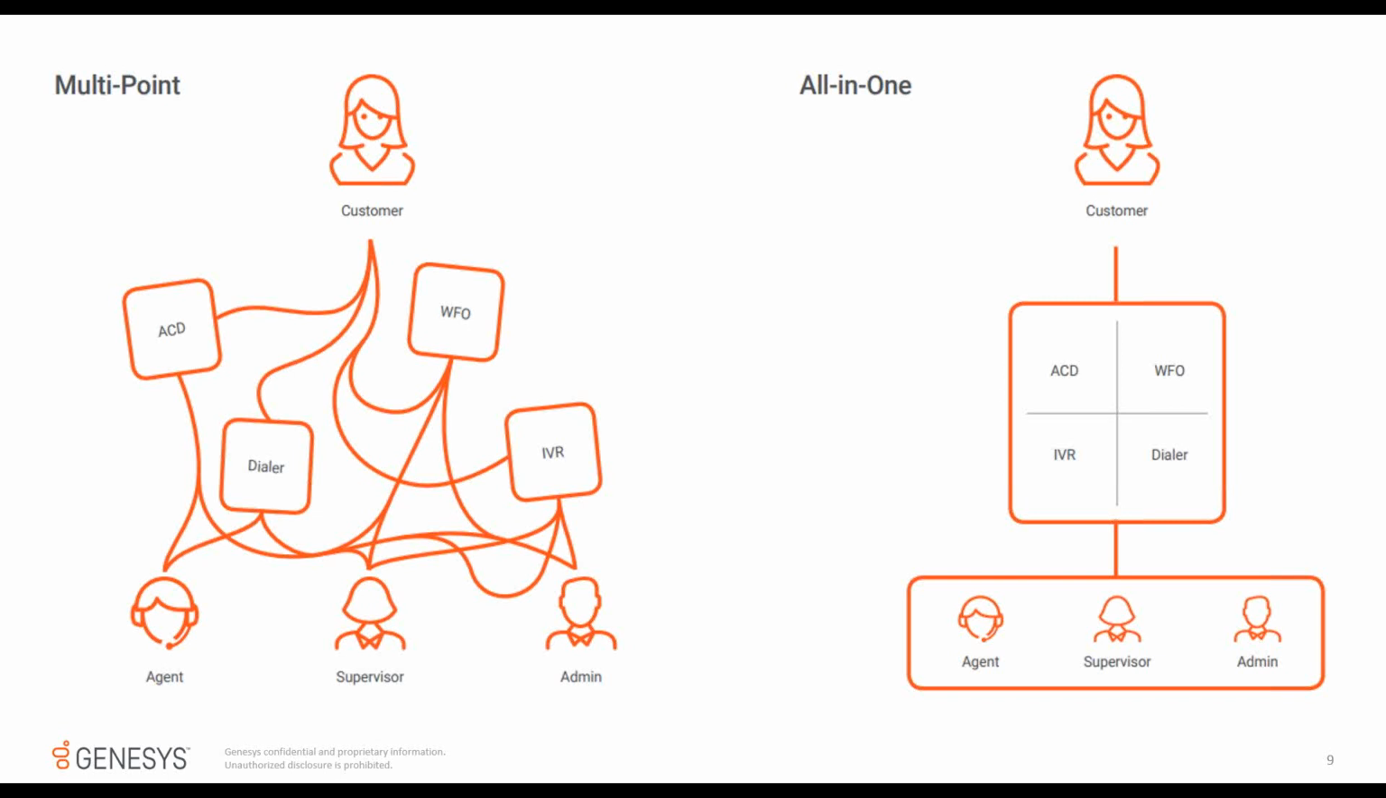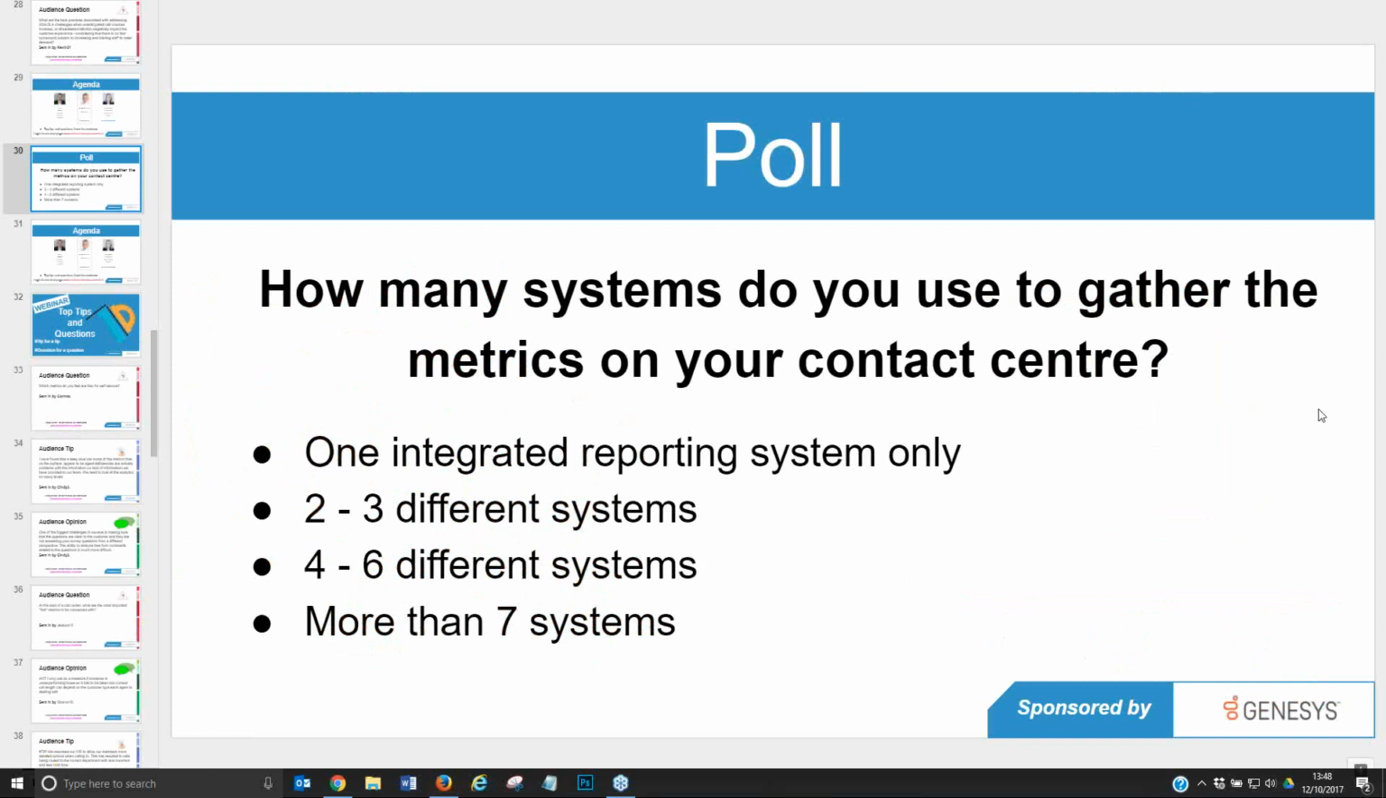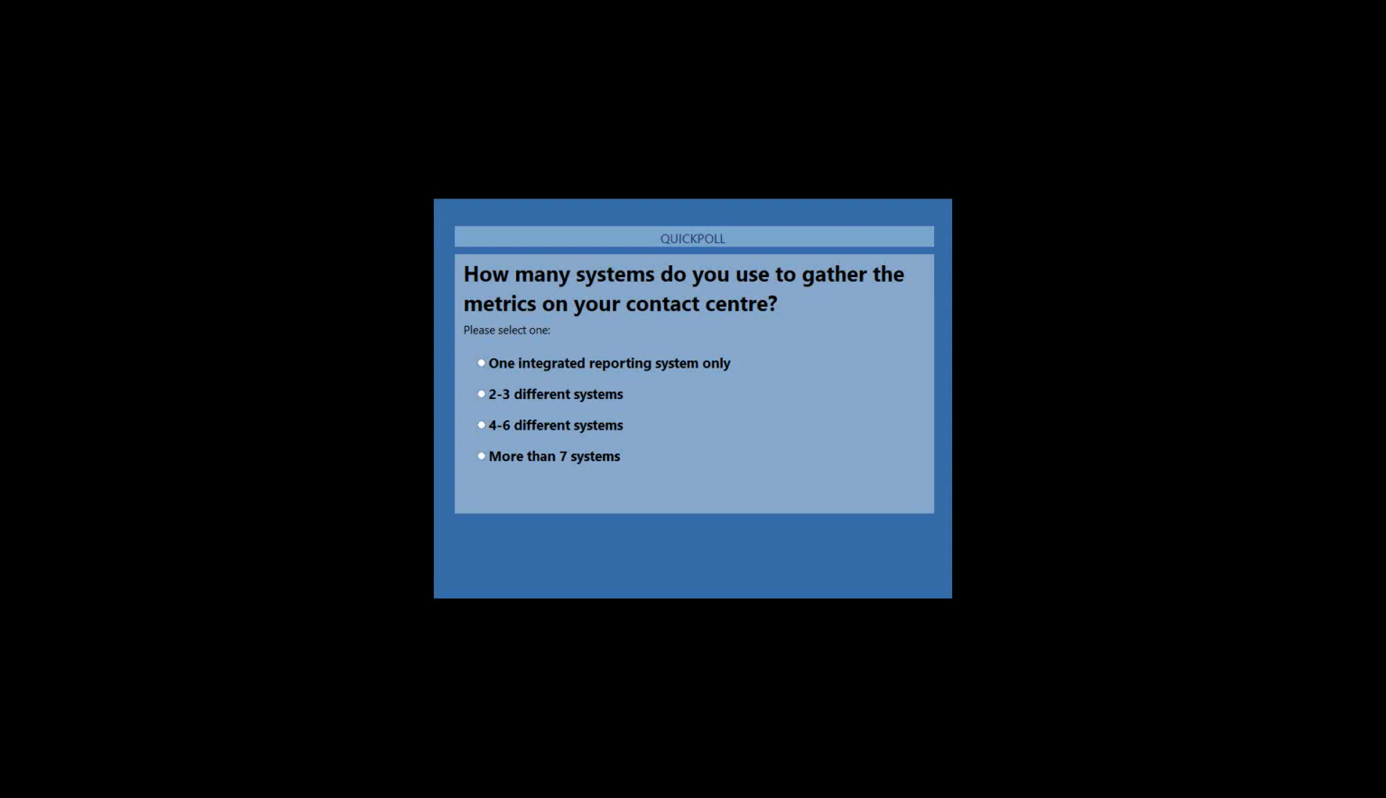So I think we have a poll here at this point, Rachel, which I'd like you to run, and I'd be interested in the feedback. Yes, let me just launch it now. We're asking, how many systems do you use to gather metrics on your contact center? One integrated reporting system only, two to three different systems, four to six, or more than seven systems.